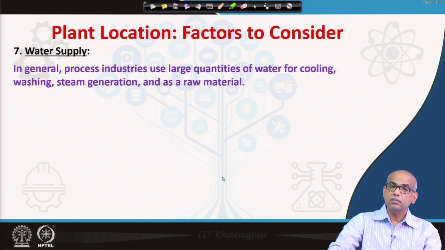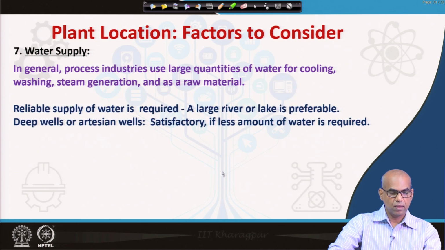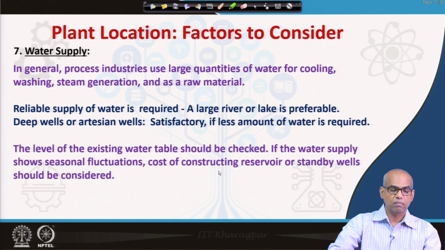Next, let us consider another factor, which is water supply. In general, process industries use large quantities of water for cooling, washing, steam generation and also as raw material. Reliable supply of water is required. A large river or lake is preferable. Deep wells or artesian wells will be satisfactory if less amount of water is required in your plant.